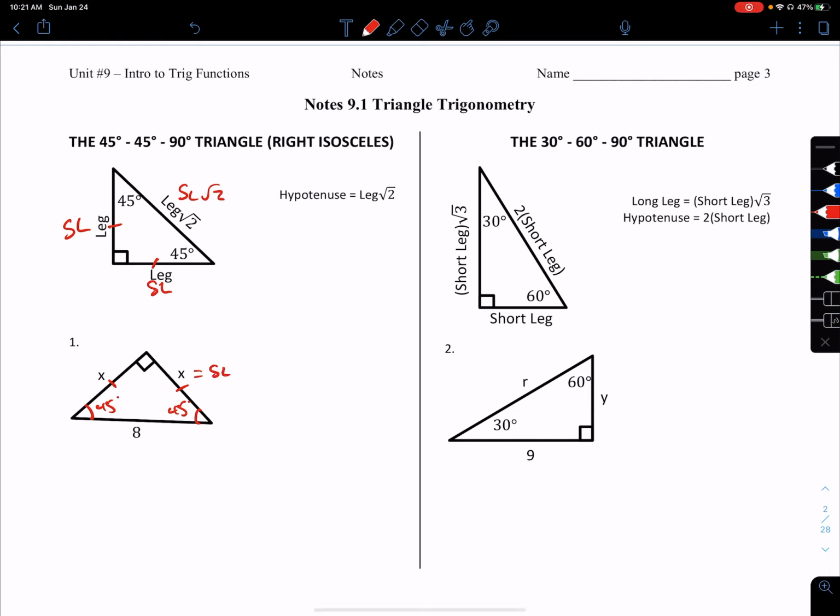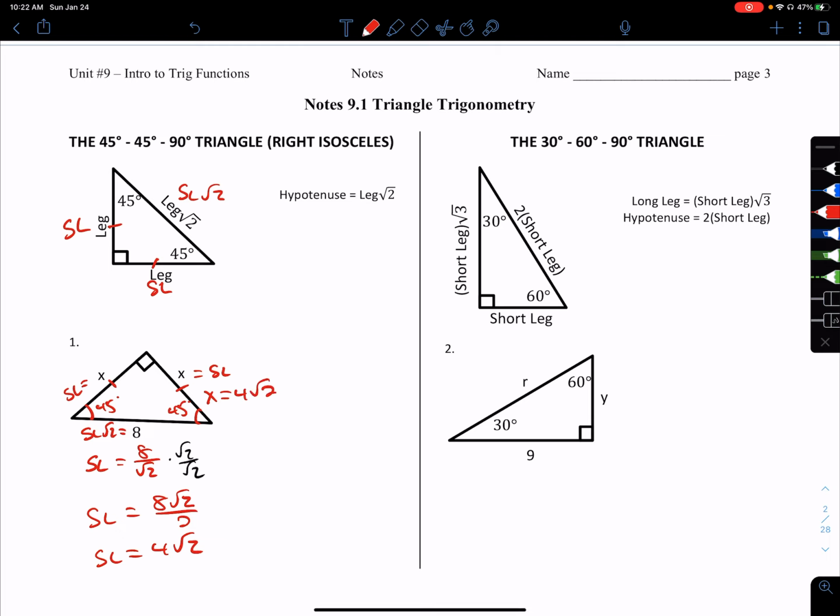Label each leg short leg. Label the hypotenuse short leg square root of 2. Now, if we take this equation and solve it for the short leg, we would divide both sides by the square root of 2. Rationalize your denominator by multiplying by 1 in the form of square root of 2 over square root of 2. That's going to give us the short leg is 8 square roots of 2 over 2, which reduces to 4 square roots of 2. X, in each case, is the short leg. So we are saying that x is 4 square roots of 2.